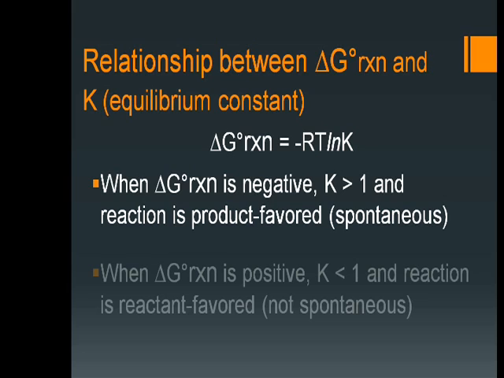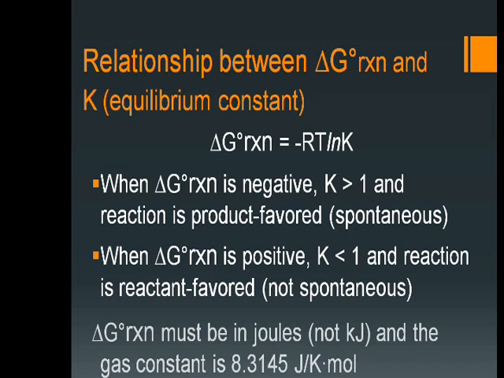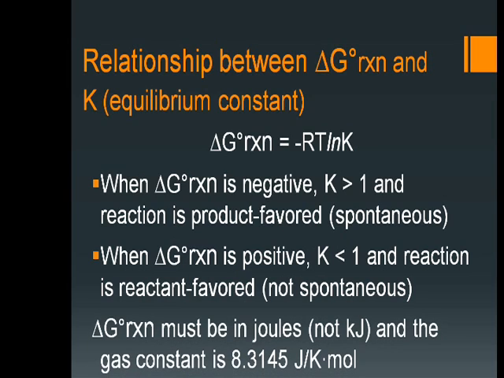When delta G is positive, though, K must be less than 1, because the natural log of something less than 1 is going to be a negative value, which will cancel with the negative R, leaving you with a positive delta G, and it won't be a spontaneous reaction. And again, delta G has to be measured in joules because of the gas constant being in joules. All things need to match up. And we use the gas constant listed in your reference materials, 8.3145 joules per Kelvin mole.